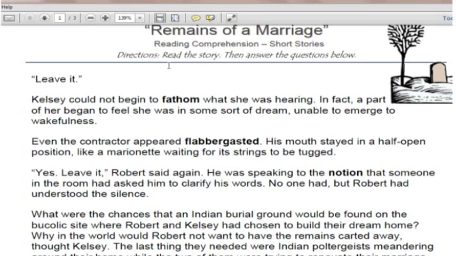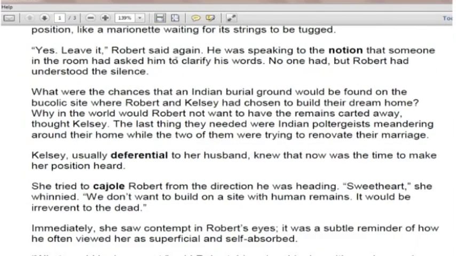"Yes, leave it," Robert said again. He was speaking to the notion that someone in the room had asked him to clarify his words. No one had, but Robert had understood the silence. What were the chances that an Indian burial ground would be found on the bucolic site where Robert and Kesley had chosen to build their dream home? Why in the world would Robert not want to have the remains carted away, thought Kesley. The last thing they needed were Indian poltergeists meandering around their home while the two of them were trying to renovate their marriage.